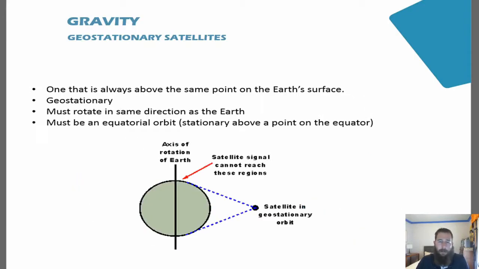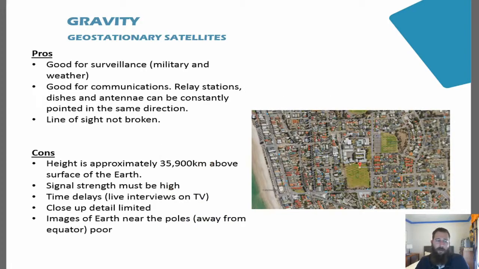Geostationary satellites are one type of satellite that are always above the same point on the Earth's surface. Due to this, they must rotate in the same direction as the Earth and must be in an equatorial orbit. So due to that equatorial orbit, geostationary satellites don't have really good detail around the poles, North and South Pole. To match the speed of the Earth, they have to be really far away in orbit, so the signal strength has to be very high as well. And this causes time delays, such as when you're talking on live TV.